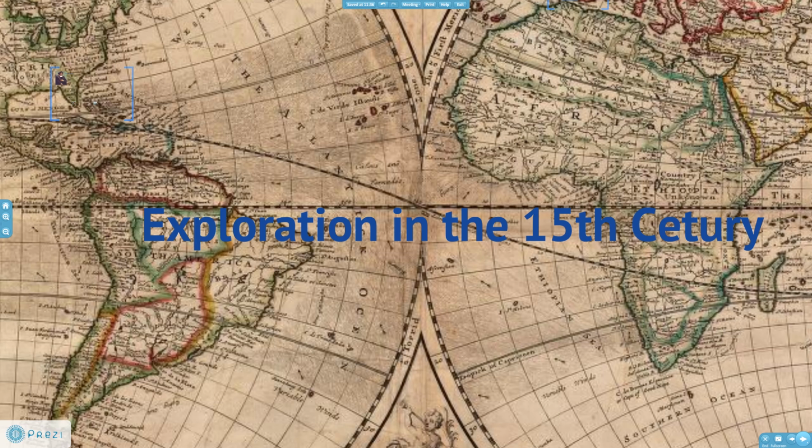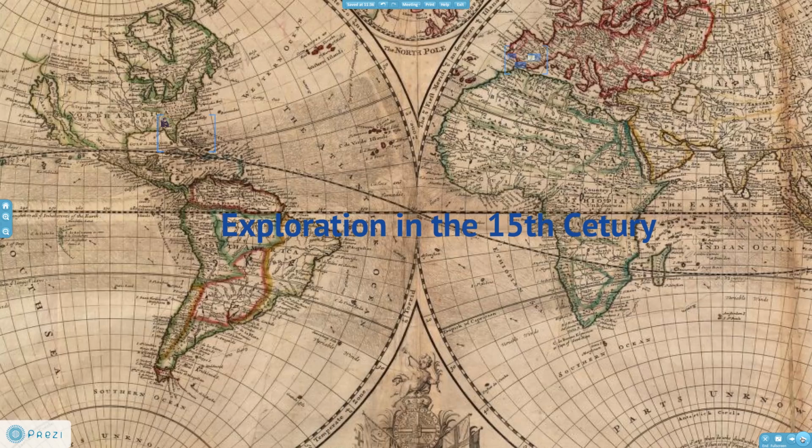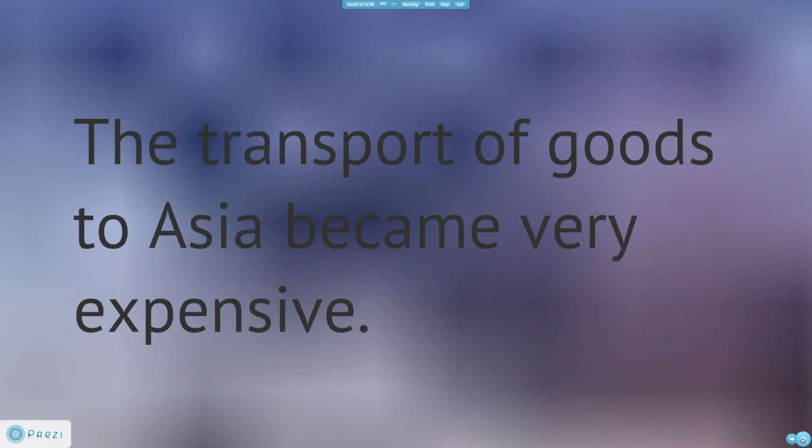How did Europeans solve these problems? How are they doing it to begin with? Well, let's check that out. First of all, when the Europeans transferred goods, they had to transfer it over land. Now, what made exploration necessary? The transport of goods to Asia became very expensive. Now, here's why.